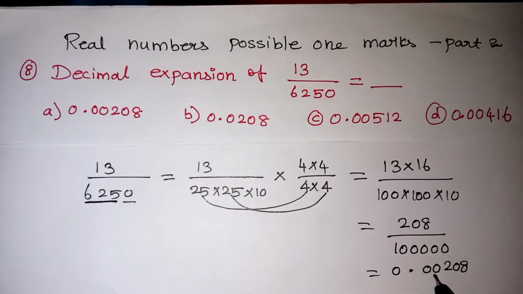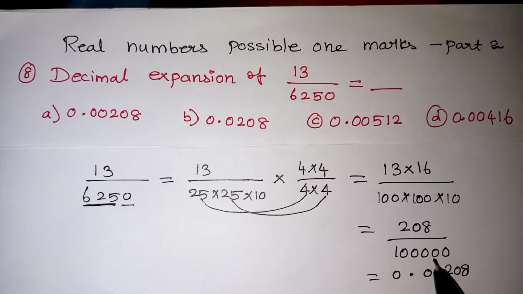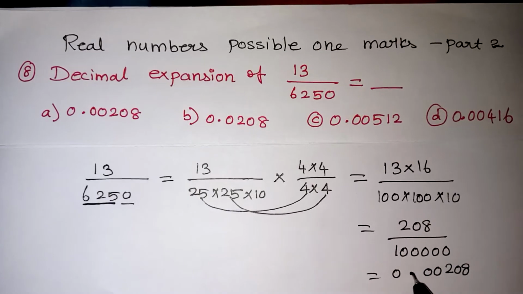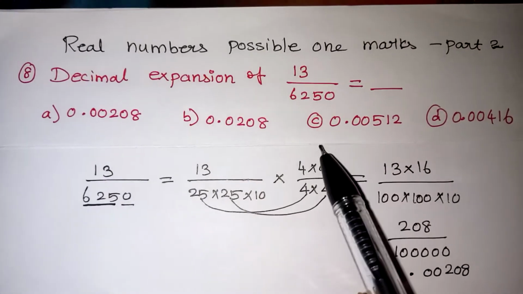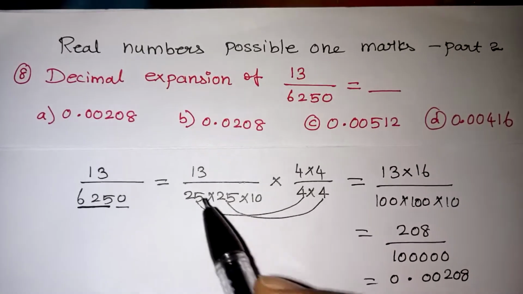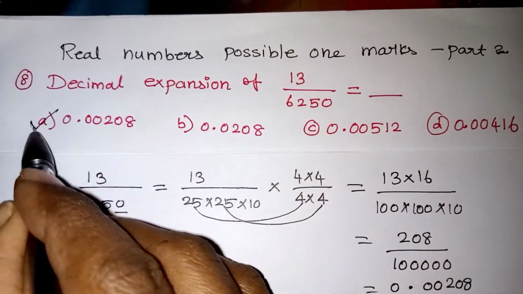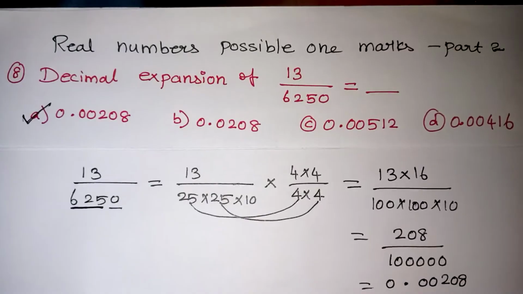So it is 0.00208. We are dividing by a number with 5 zeros, so after the point 5 digits should come. So that is your correct answer. Instead of dividing, this is the easy way. So the first option is the correct answer. We'll move on to the next problem now.